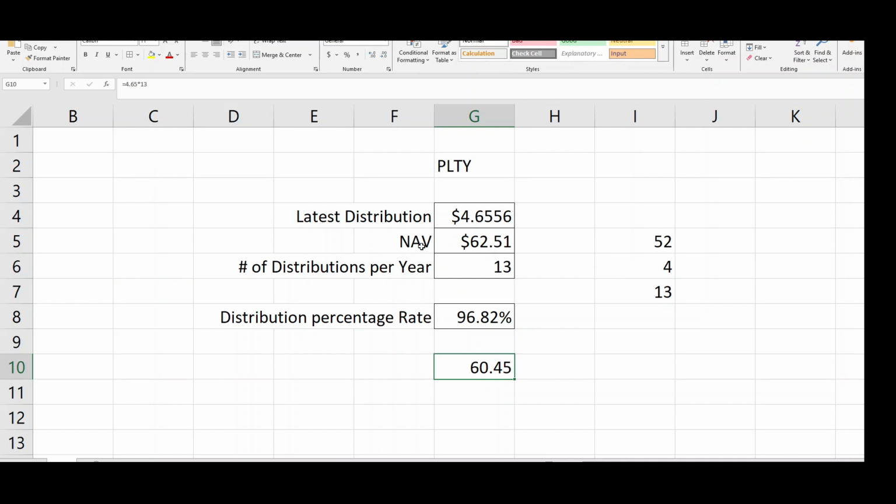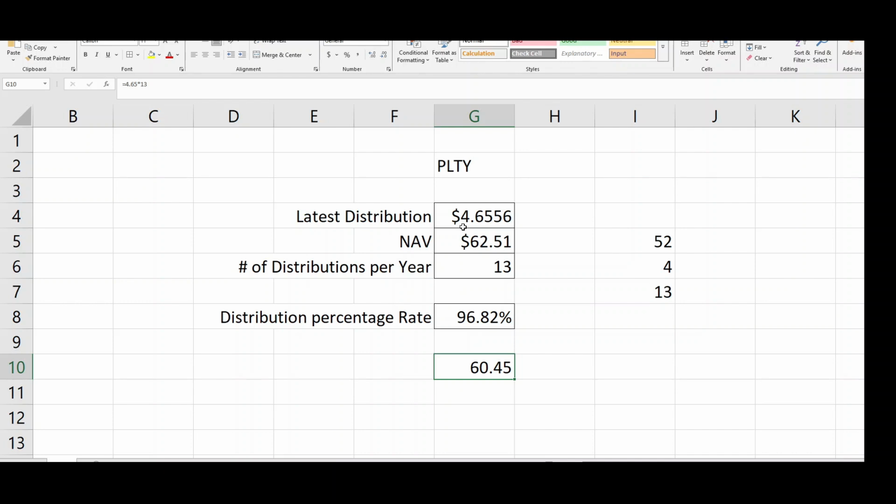And you have earned in distributions $60.45. Now that NAV, it will adjust per day. So that is a moving number that is not set, and that's why the distribution rate on the website does change daily. So 100% here would mean that you would have potentially earned distributions equaling the net asset value of the stock. So again, this is just a prediction of the distribution percentage rate because this is forward thinking.